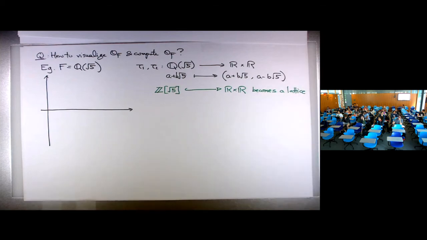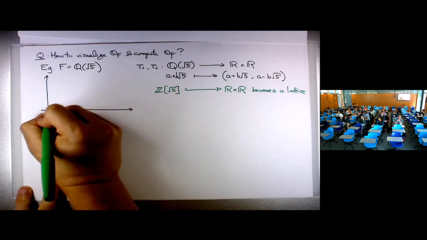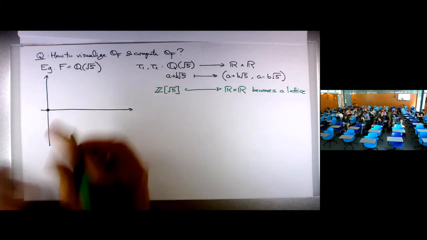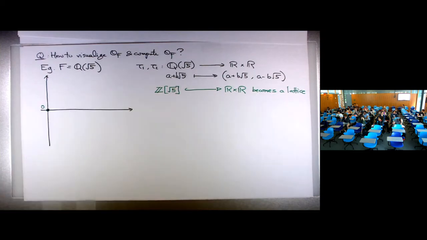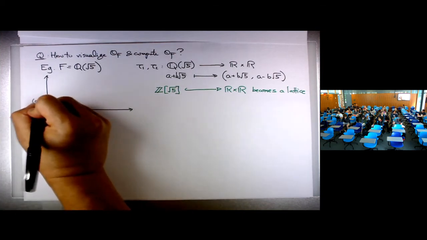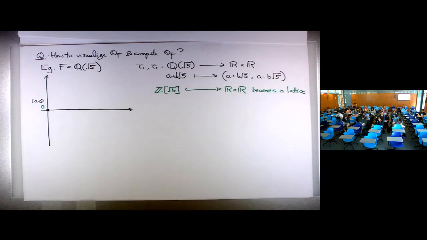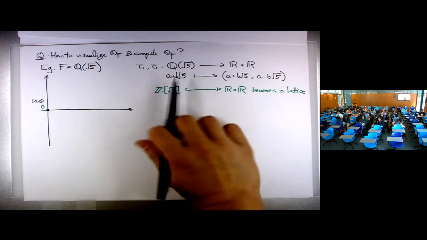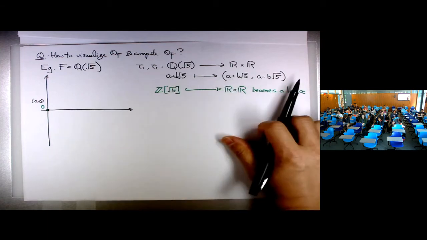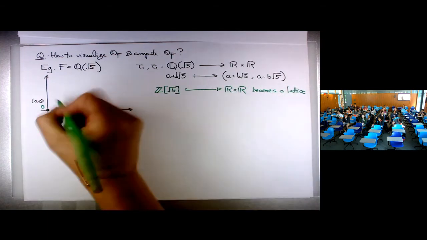Okay, what is Z adjoin root of 5? So let's see, I have 0 here. Let me use 0 here. Okay? The number 0, under the embedding, got embedded into the point 0, 0, because 0 would go to 0, 0. So now where does the number 1 go? Well, we have a 1 here. It's going to go to 1 and 1, right? So I should put a 1 here.